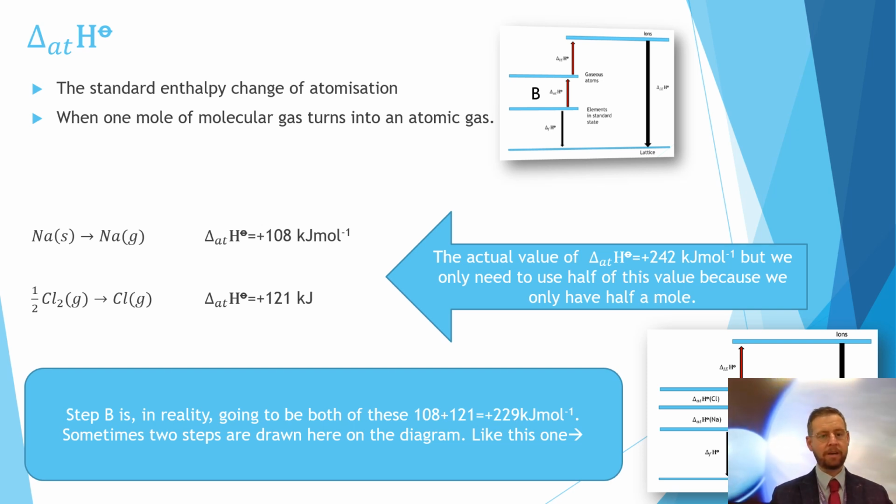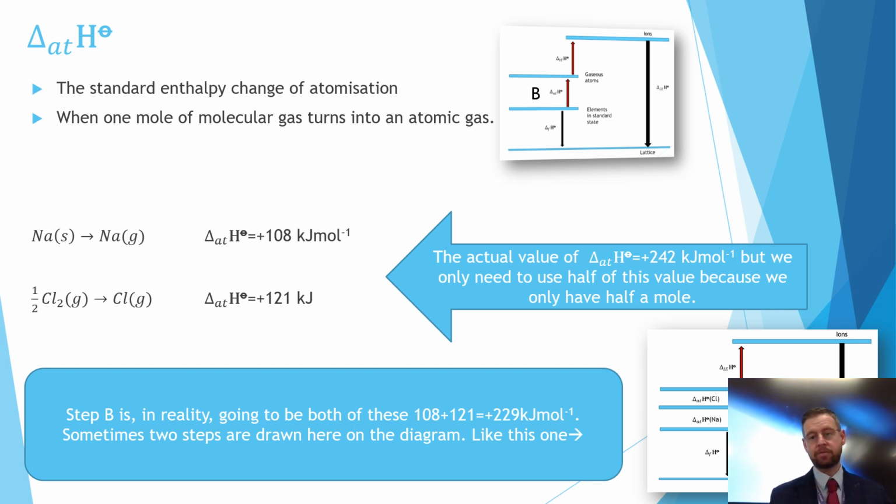Now, because we are only dealing with half a mole, we're only going to need half that amount of energy. So you can see the enthalpy of atomization, I've recorded it as 121 kilojoules, not per mole, that's per half mole. So we've killed off the mole section of that unit just to make it clearer. But now what you can see, step B in reality is going to be the sum of both of these steps. We have to put the energy in to atomize both the sodium and the chlorine. So we're going to have to add 108 to 121, and it means this step has in total an enthalpy change of plus 229 kilojoules per mole.